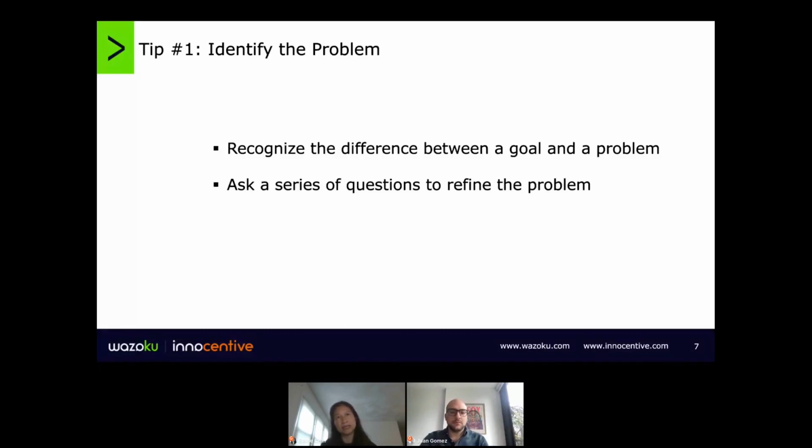As a result, you must ask a series of questions to refine the problem. Perhaps you have heard of the 5 whys technique, asking 5 questions starting with why to understand the root cause of a problem. You can start each question not only with why, but also with who, what, how, etc. In order to get to the bottom of the problem, it is vital to keep probing. Once you have identified the problem, we can move on to tip number 2.